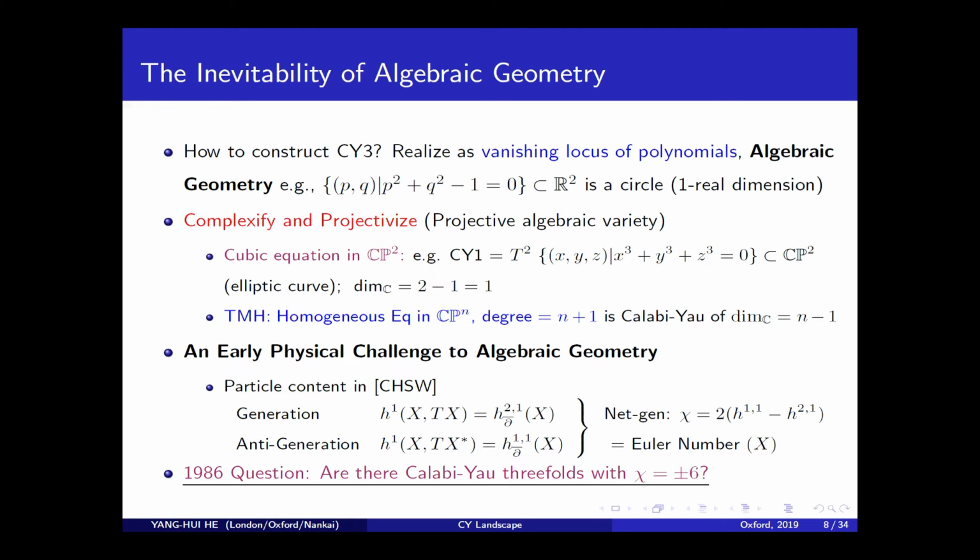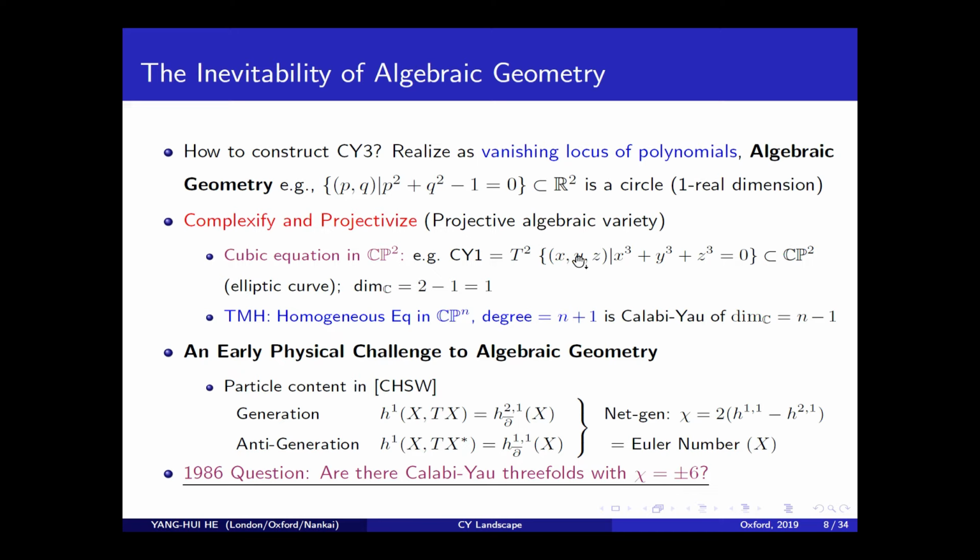This is the locus of a vanishing real polynomial of dimension 1. So this is a polynomial in real dimension 2, so 2 minus 1 is 1. So this defines a 1-dimensional real object. And we know the circle is a 1-dimensional real object. But we want to do a little more.